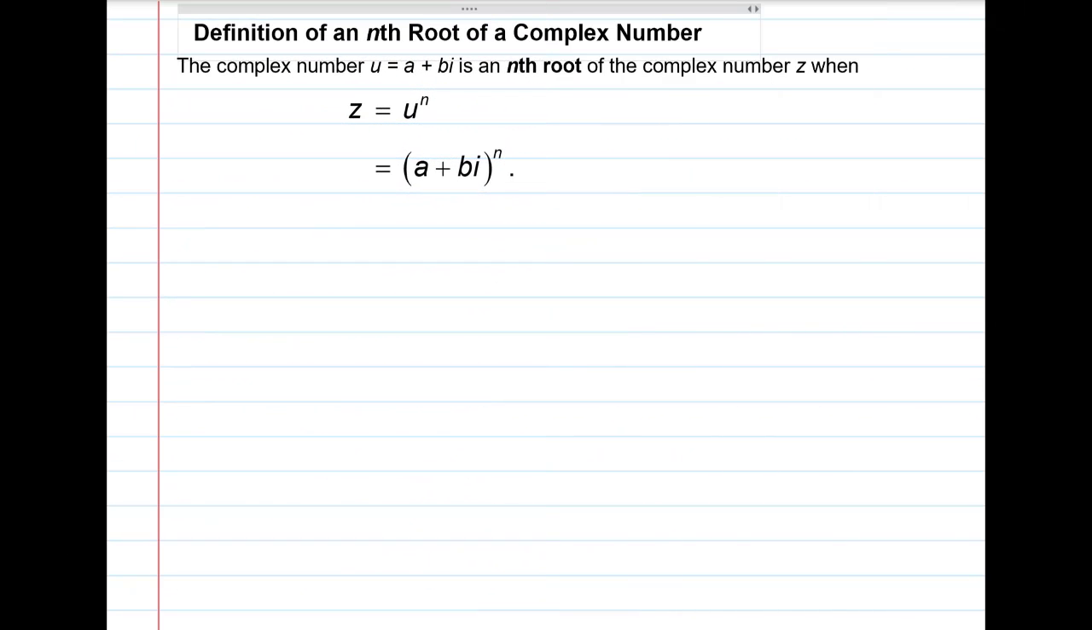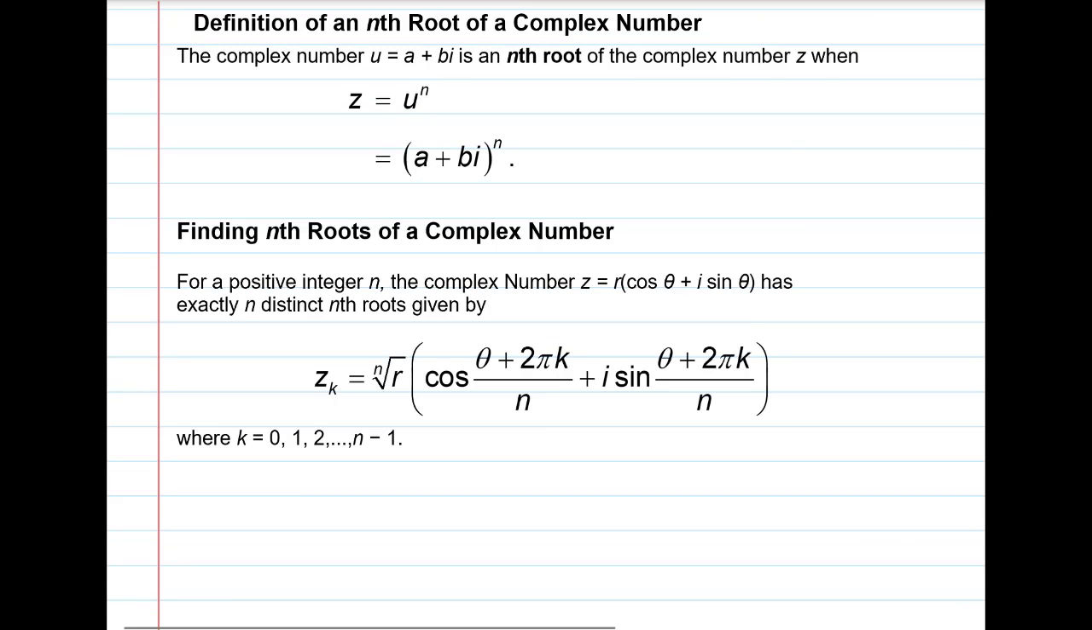Okay, now we're ready to define the nth root of a complex number. So if we have this complex number u equal to a plus bi be an nth root of a complex number z, this is going to happen with u to the nth power being equal to that z number. Okay, so think about it as if you were to take the nth root of the z number, you get u back, because if you do that on both sides of the equation, the n cancels out with the nth root and you get just u.